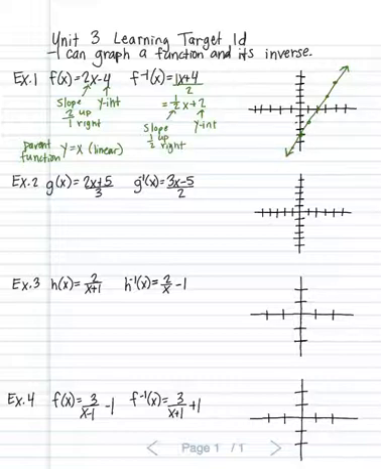So we go to plus 2, that's our starting point. We go up 1, right 2, up 1, right 2, or we could go down 1, left 2, down 1, left 2, and we draw our line.